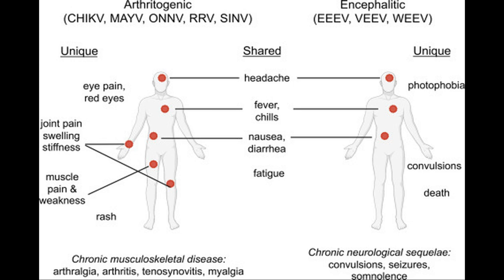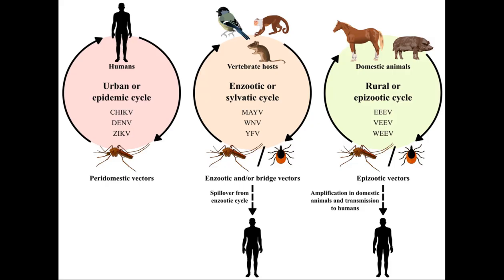Neuroinvasive alphaviruses, such as Eastern equine encephalitis virus, can lead to encephalitis with a high mortality rate. Survivors may have long-term neurological sequelae. Understanding the symptomatology and progression of alphaviruses is crucial in anticipating patient needs, managing expectations, and developing therapeutics.